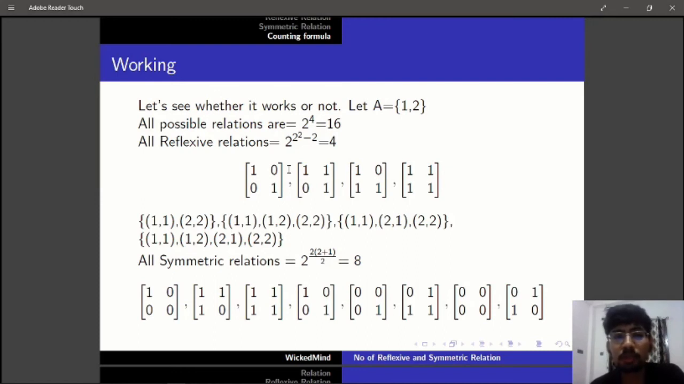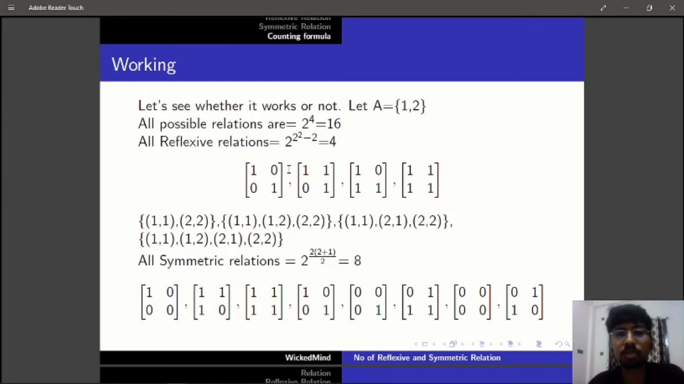All reflexive relations will be, by that formula, 2 to the power n square minus n. Here n equals 2, so 2 to the power 2 square minus 2, that is equal to 4. So there will be in total 4 reflexive relations. At first I am writing the corresponding matrices, that is 1 0 0 1, 1 1 0 1, 1 0 1 1, 1 1 1 1. As you can see, in the matrices all the diagonal elements are filled, only the non-diagonal elements are altered with 0 or 1.